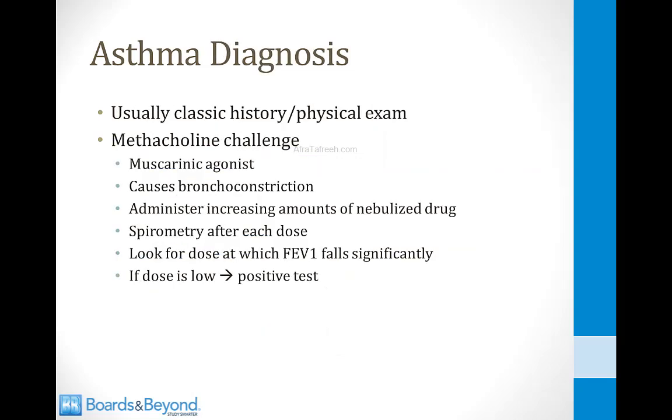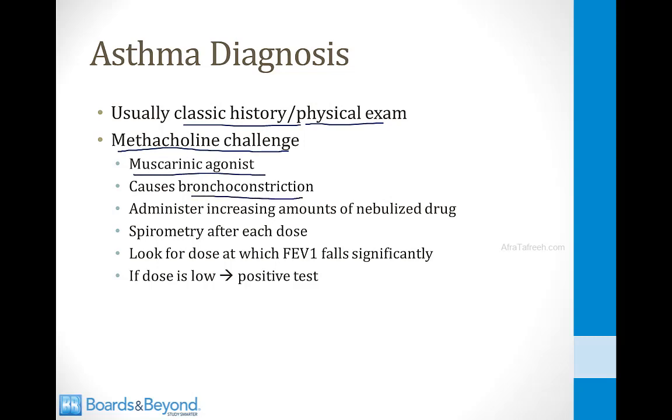Usually we diagnose asthma based on a classic history and physical exam, but sometimes the diagnosis is not clear, and there is a test you can do called a methacholine challenge. So recall that methacholine is a muscarinic agonist. It's going to activate the parasympathetic system in the lungs and cause bronchoconstriction.